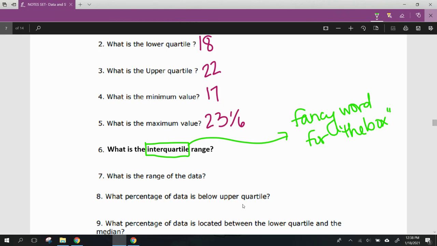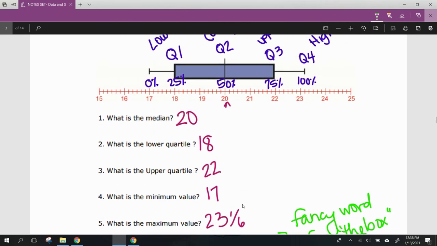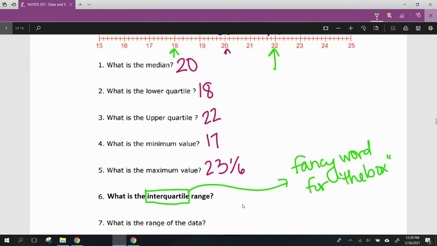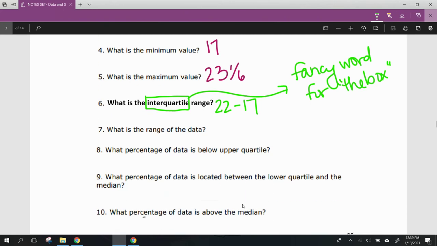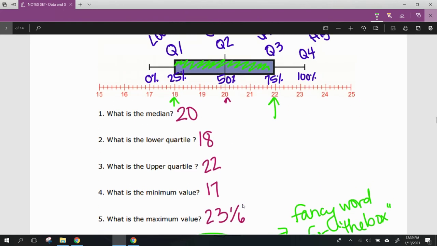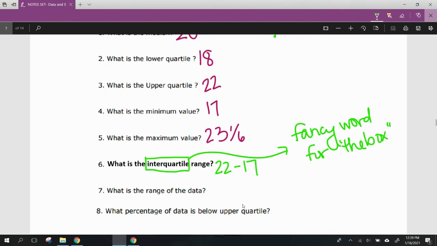So basically, we want to find the range of the box, the interquartile. That is this. We want to find the range of the stuff that's inside. And so our interquartile goes from our upper quartile to our lower quartile. So that goes from 22 to 17. Let's just double check, make sure I got the right numbers. Yeah, 22 to 17. And again, it's the range of the box. How many data points are there in the middle of the box? And so that would give us 5, right? 22 minus 17 gives us 5. That would be our answer for that one.